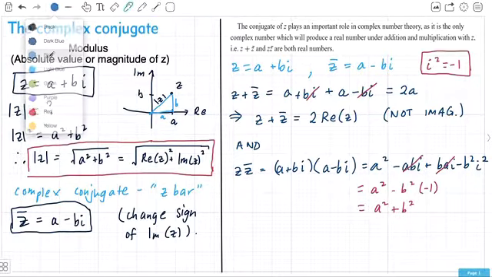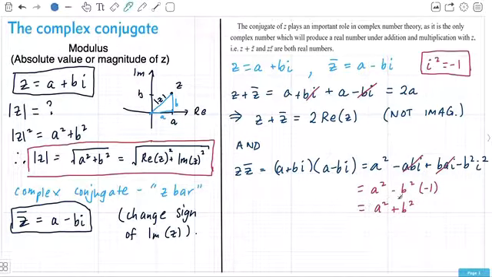So what we actually find here, if you compare this to what we know over here about the modulus, can you see here we've got the modulus of z squared is a squared plus b squared? So that actually tells us that z times z bar equals the modulus of z squared. And that's an entirely real value because there are no imaginary parts to that number. So that's not imaginary either.